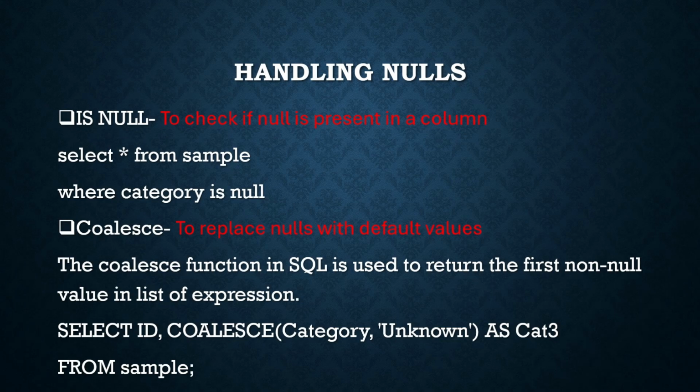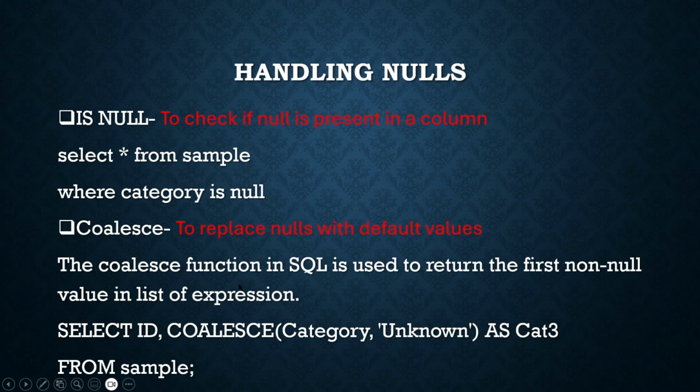Now let's see how we can handle the null values. To deal with the null values, we can use IS NULL and the COALESCE function. IS NULL will check if a null is present in a column or not. Suppose you want to check whether in a particular column null values are present or not, then we can use IS NULL. So we can write a query something like this: select star from sample where category is null. So it will show you if a null value is present or not. Now to handle this, if you want to replace it with a default value, then we can use the COALESCE function here. The COALESCE function is used to replace the null with default values.